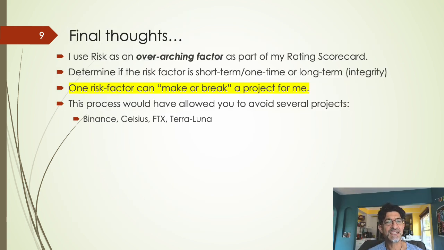So, final thoughts. I use risk as an overarching factor when I rate my blockchain projects, and I have a very deep rating scorecard that covers several factors. But I include risk as a big make-or-break factor within that. Determine if the risk factor is short term or long term, like integrity. What else? Oh yeah, this process that I've been using for a few years now has kept me out of several projects that just blew up, like Celsius, FTX, and Terra Luna.